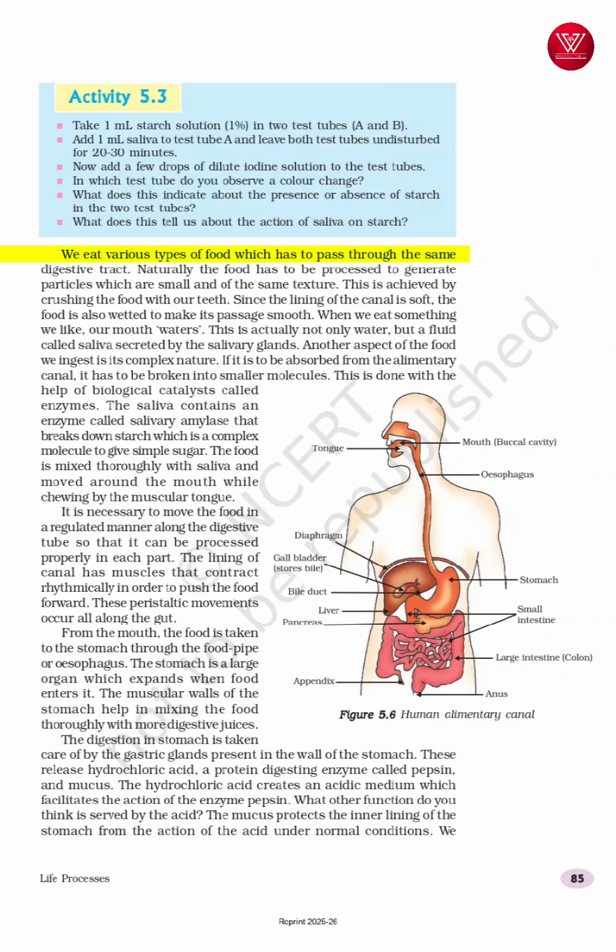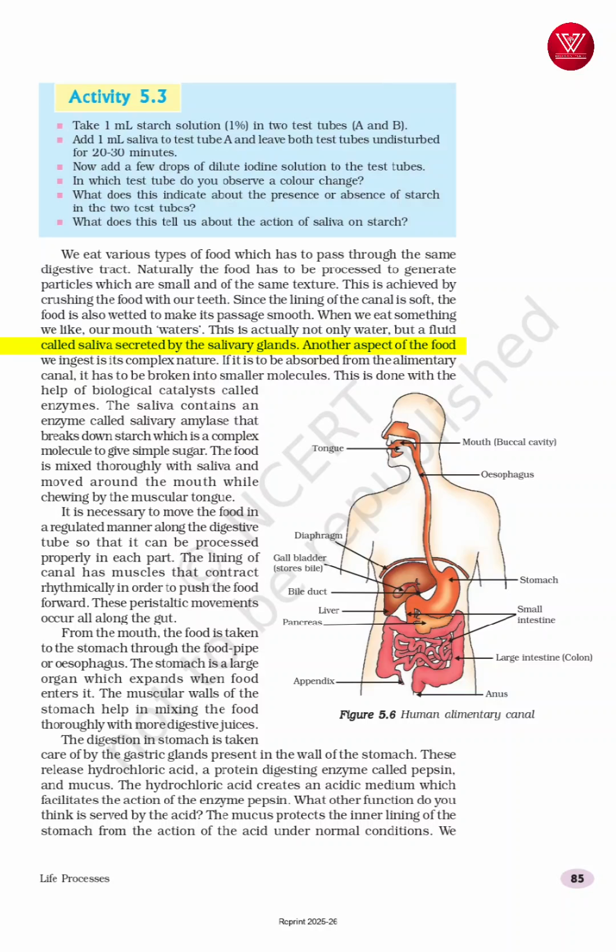We eat various types of food which has to pass through the same digestive tract. Naturally, the food has to be processed to generate particles which are small and of the same texture. This is achieved by crushing the food with our teeth. Since the lining of the canal is soft, the food is also wetted to make its passage smooth. When we eat something we like, our mouth waters. This is actually not only water but also a fluid called saliva secreted by the salivary glands.